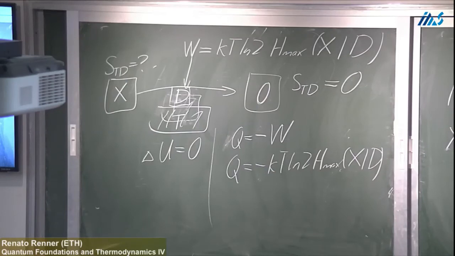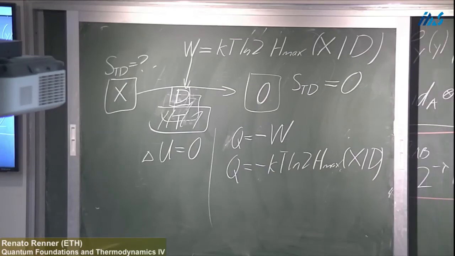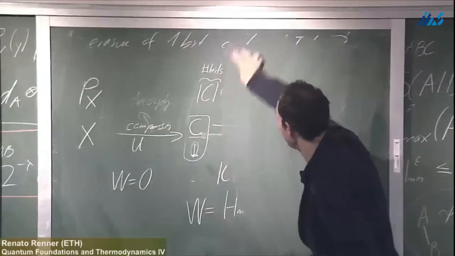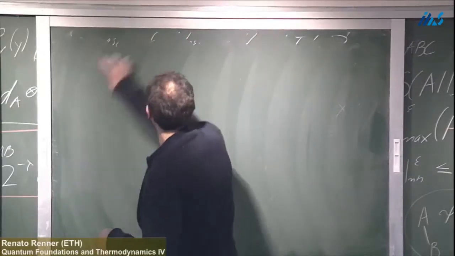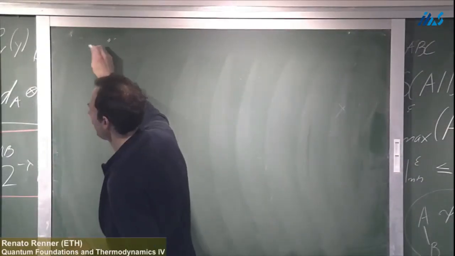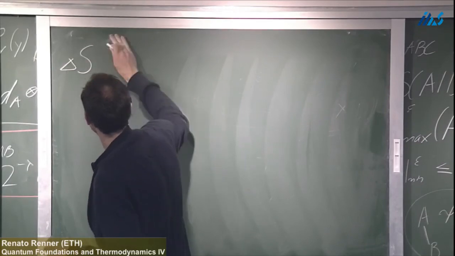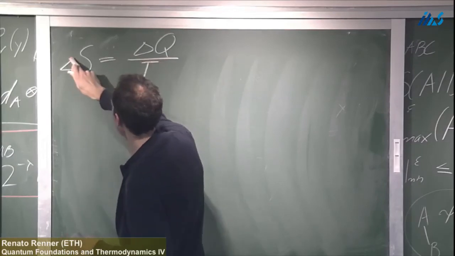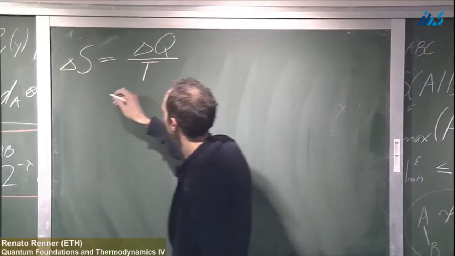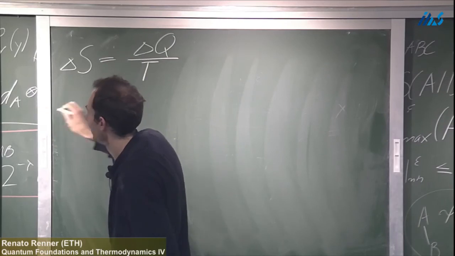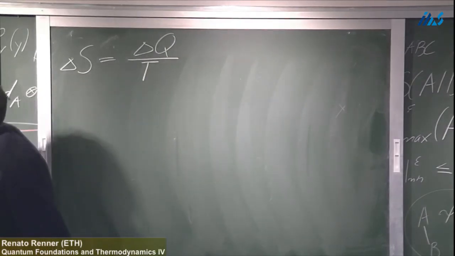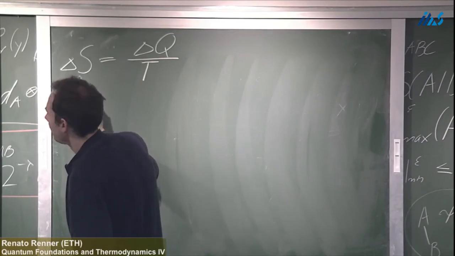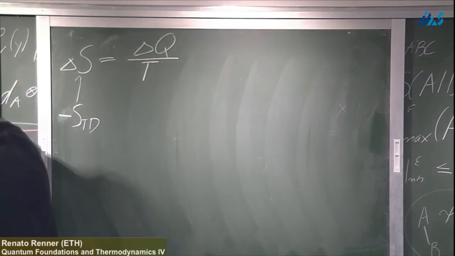Now I use the formula from thermodynamics. And the formula from thermodynamics is this famous formula that we use now many times, namely that the entropy change, so the delta entropy is equal to the change of Q divided by T. I now wrote the big delta because it's the whole process. Now the delta S is kind of the final entropy minus the initial one. So what I have here is kind of minus S_TD. So this would be S_TD prime.